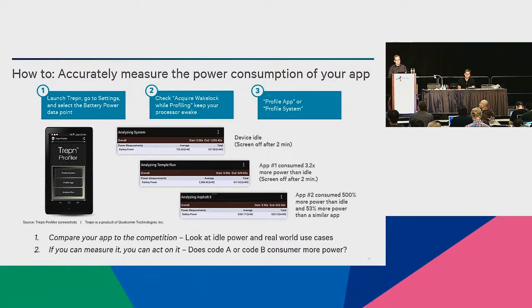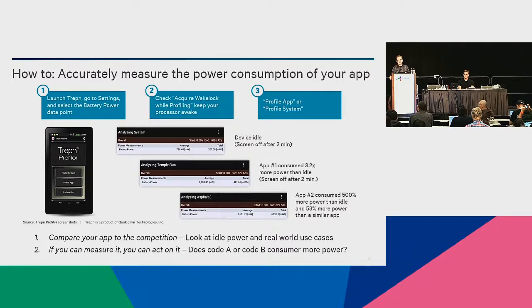So one of the things I want to talk about first is how you accurately measure the power consumption of your app, because it's not as obvious as you would think. I'm sure we've all launched the Google Battery app, and typically it shows how much power is remaining, which doesn't really tell you what's going on.